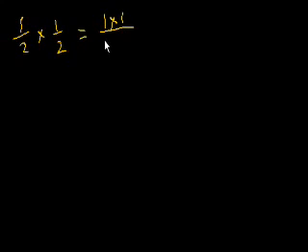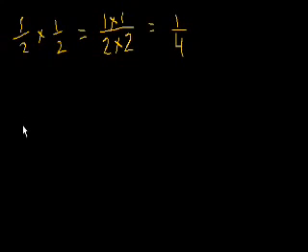Let's start with 1/2 times 1/2. So when you multiply fractions, it's very straightforward. It's essentially just two separate multiplication problems. You multiply the numerators, so you get 1 times 1, and you multiply the denominators, 2 times 2. 1 times 1 is 1, 2 times 2 is 4. So 1/2 times 1/2 is equal to 1/4. And that makes sense. That's like saying 1/2 of 1/2 is 1/4.